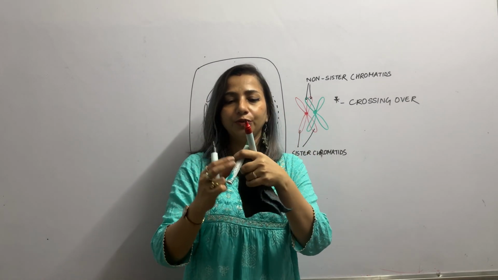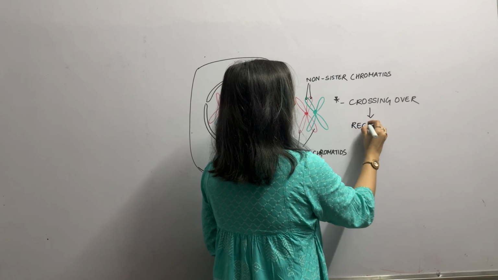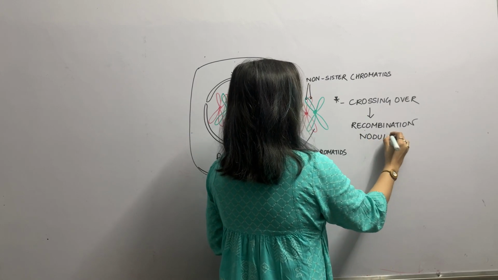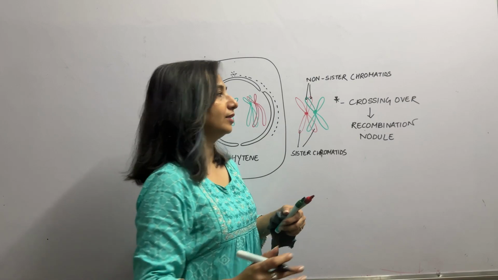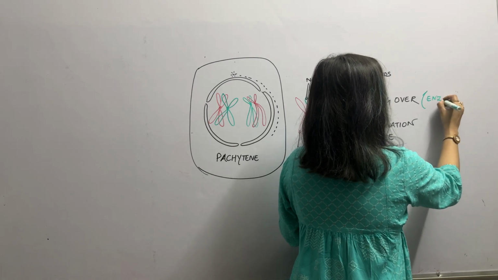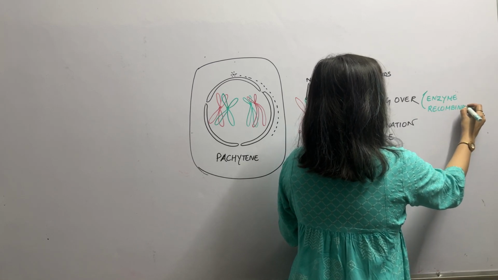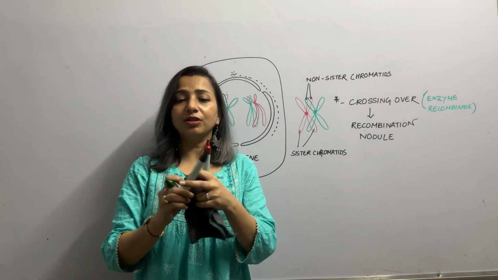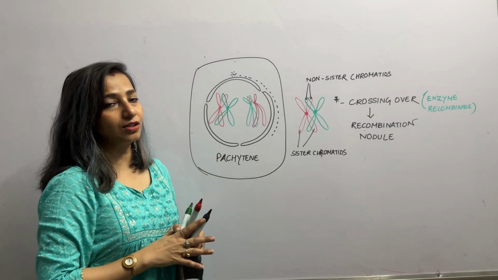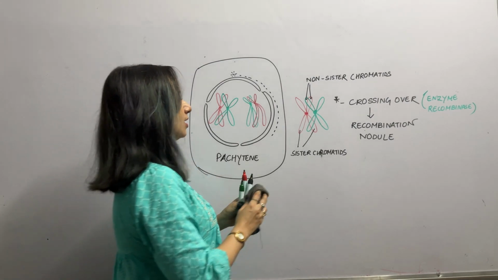Now at the site of the crossover, where the non-sister chromatids cross over, there is formation of what? There is formation of a recombination nodule, and this process of crossing over is aided by an enzyme called recombinase. So this enzyme recombinase helps in the process of crossing over. Clear? And we see that there is exchange of segments between non-sister chromatids of the homologous pair. So this is what happens during the pachytene phase. Now let us move to the next phase, which is diplotene.